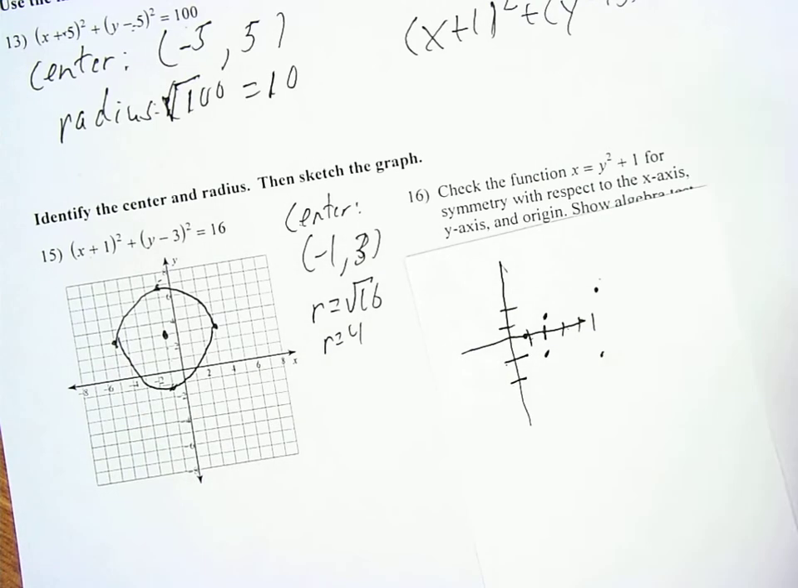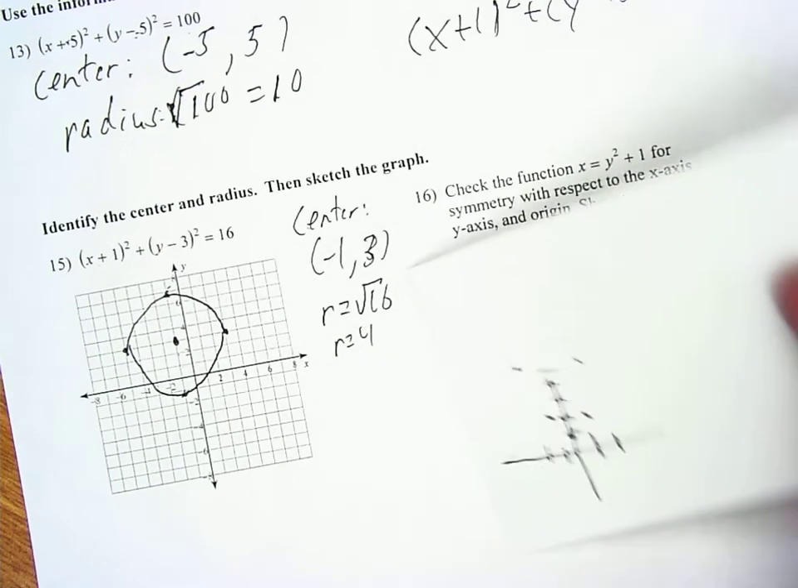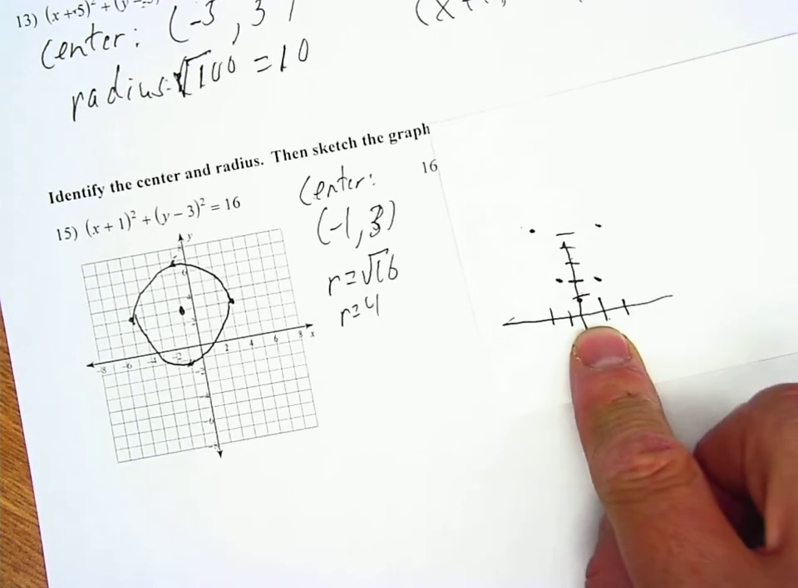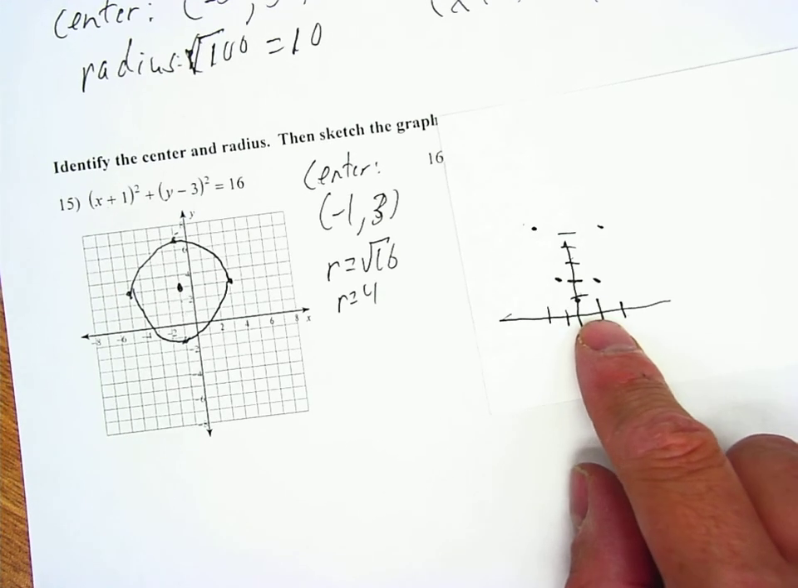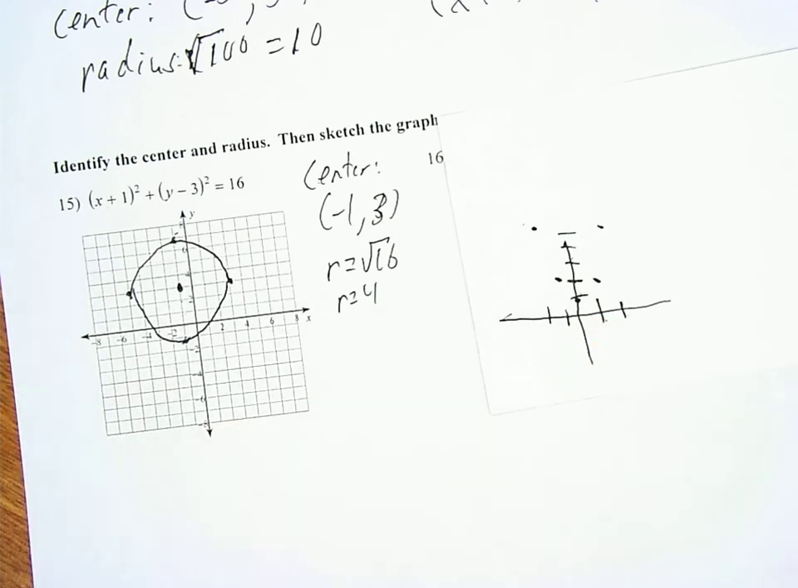And if it was the other way around, if it was y equals x squared plus 1, then all that would happen is it would be this way. And now it would have, instead of x-axis symmetry, y-axis symmetry for the parabola. Anyways, hopefully this helps. Come in and see me if you need help.